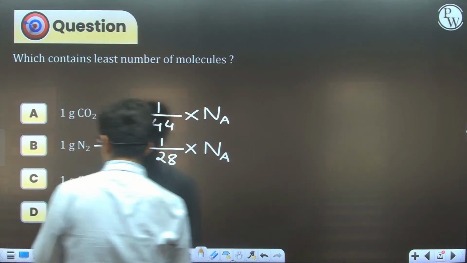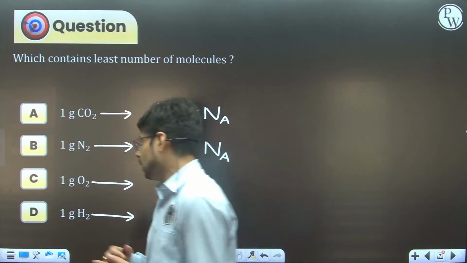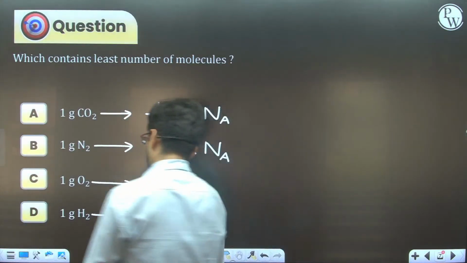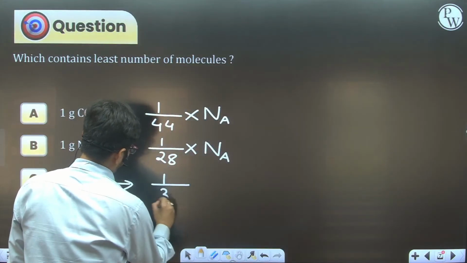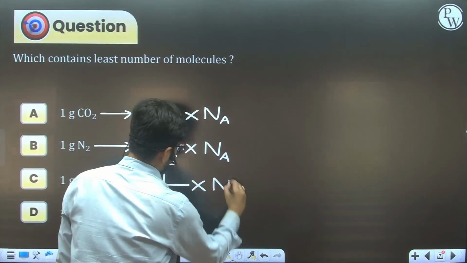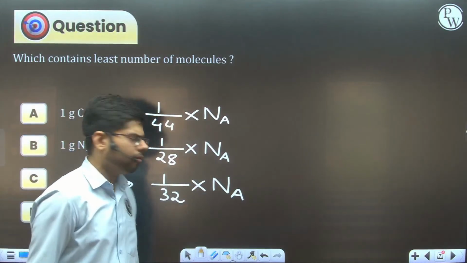Likewise for oxygen. Oxygen is also diatomic. So atomic mass of oxygen is 16. So the molar mass of O2 molecule will be 32 gram per mole. 1 upon 32, this is the number of moles. Number of moles into Na is the number of molecules.